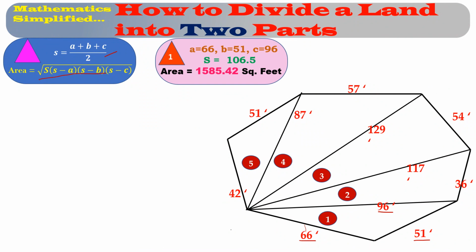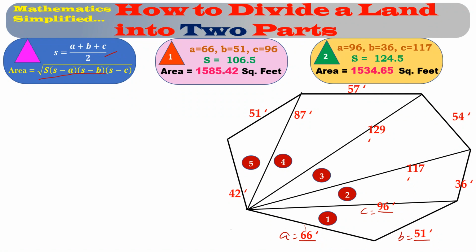We will calculate here for the first triangle. A equals 66, B equals 51, C equals 96. From this we calculated the area as 1585.42. Normally, while calculating or dividing the area, they don't consider the decimal places. But here we are theoretically proving and seeing how to calculate, so I am considering all decimal places also to find the accurate area of the land.